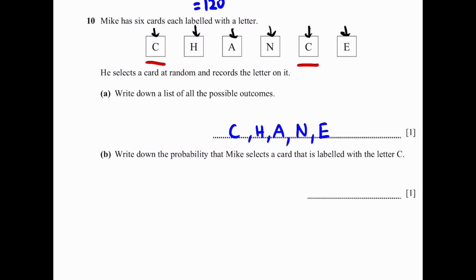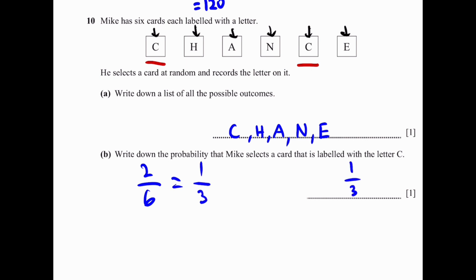So the probability will be equal to the number of C's in the word divided by the total number of letters. That'll be 2 by 6 because there are 2 C's and 6 total letters. When you simplify that down, it'll become 1 by 3.